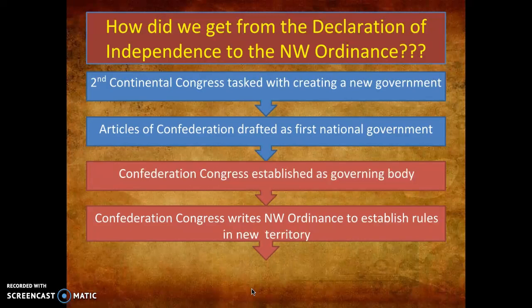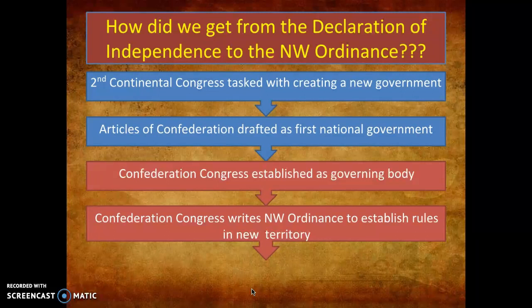The Articles of Confederation was drafted as the first national government, and under the Articles of Confederation, they created the Confederation Congress, which was the governing body, the legislative branch under the Articles. So it was really the only effective branch of government under the Articles, because most of the power was given to the states. The national government really had no power at all.